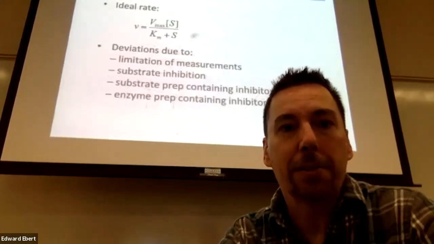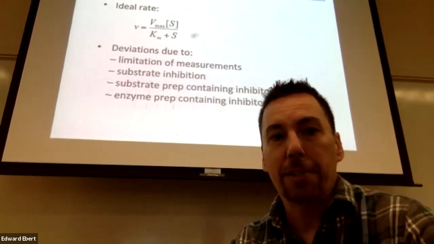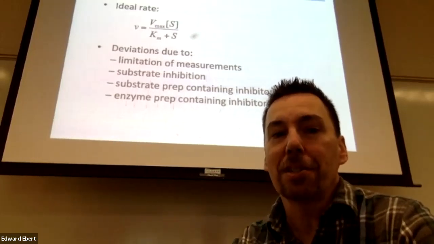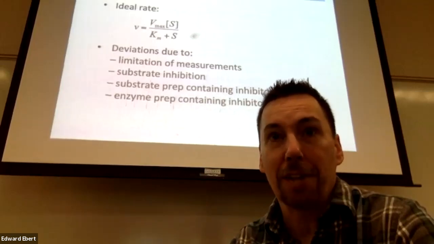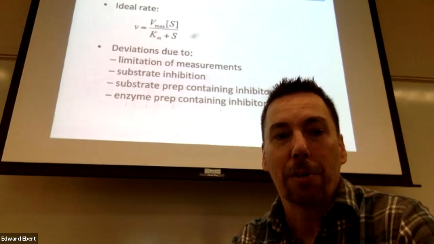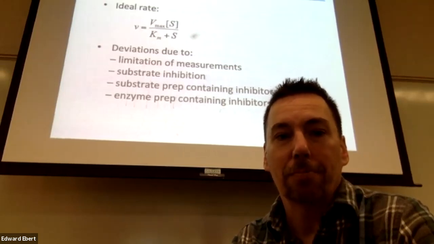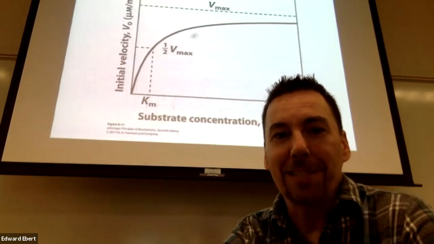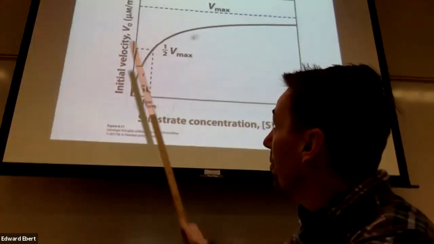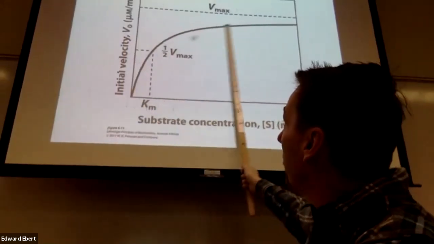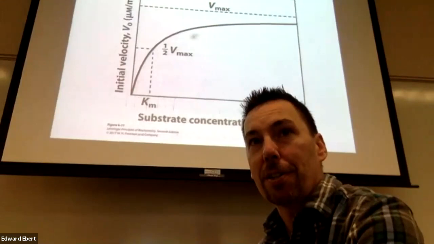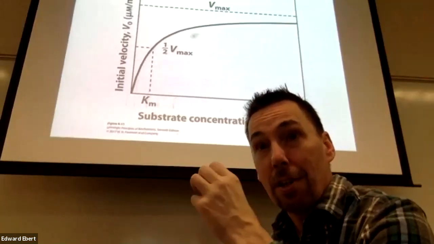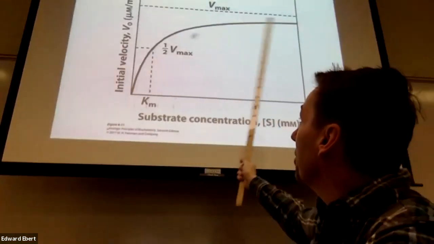So our ideal rate is velocity equals Vmax times S over Km plus S. We can see deviations in this because of limitations of our measurements. Maybe we just can't detect our product or substrate very well. We can have inhibitors present. Basically, inhibitors are everywhere. But if we plot substrate concentration versus our velocity, we get this hyperbolic graph that approaches a theoretical maximum velocity. This is our asymptote. Statistically, we're never actually going to have all the enzyme sites occupied, but we can get close to that.